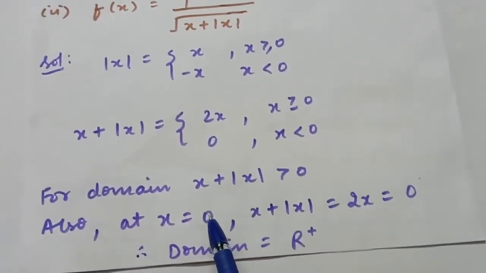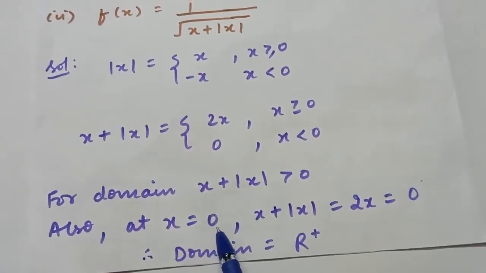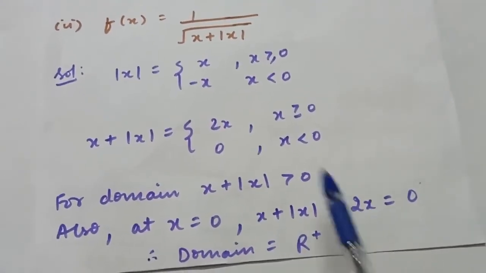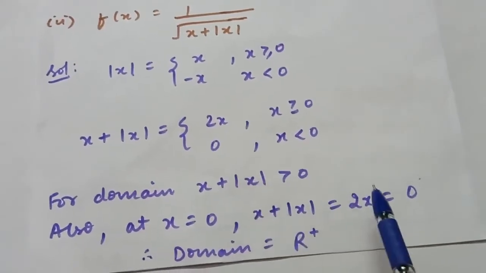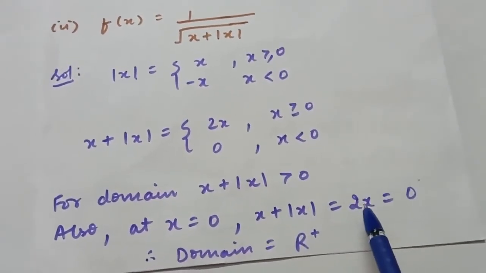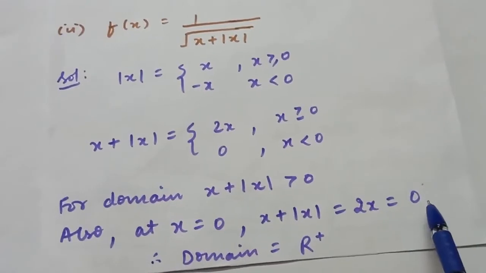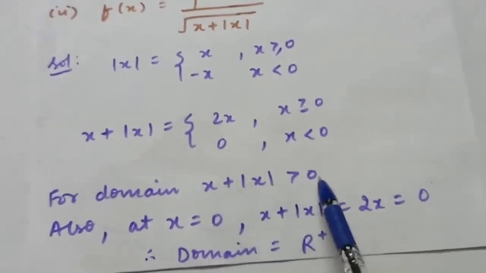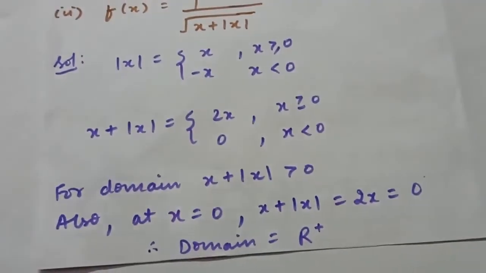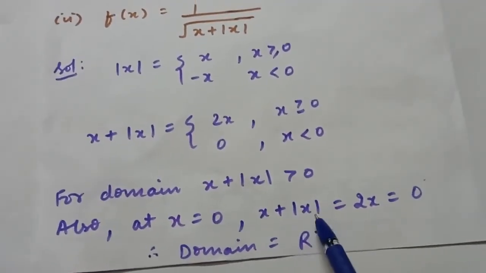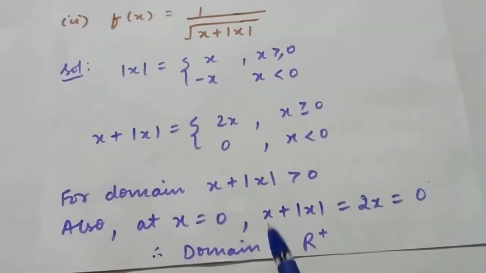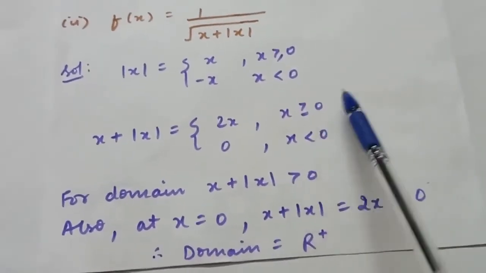So if we see at x equal to 0, this is equal to 2x, right? And in place of x, when you put 0, 2 into 0 will be 0. But we want this value greater than 0. But we can see when x is 0, the value of this is 0. That is not greater than 0. So the domain will be all positive numbers.